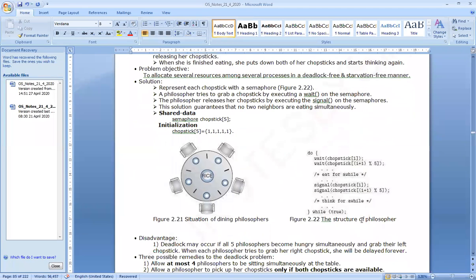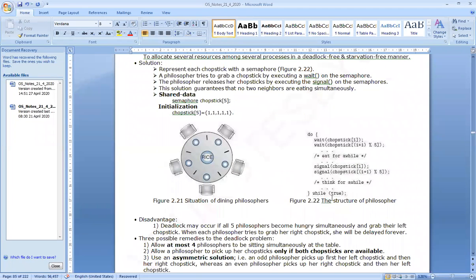So for that, we should write a proper program, a proper code, so that we can make the philosophers eat the rice without any problem, with proper synchronization. This is a small code given. The situation of the dining philosopher problem is shown in the diagram, and the structure of the philosophers is shown in this small diagram.